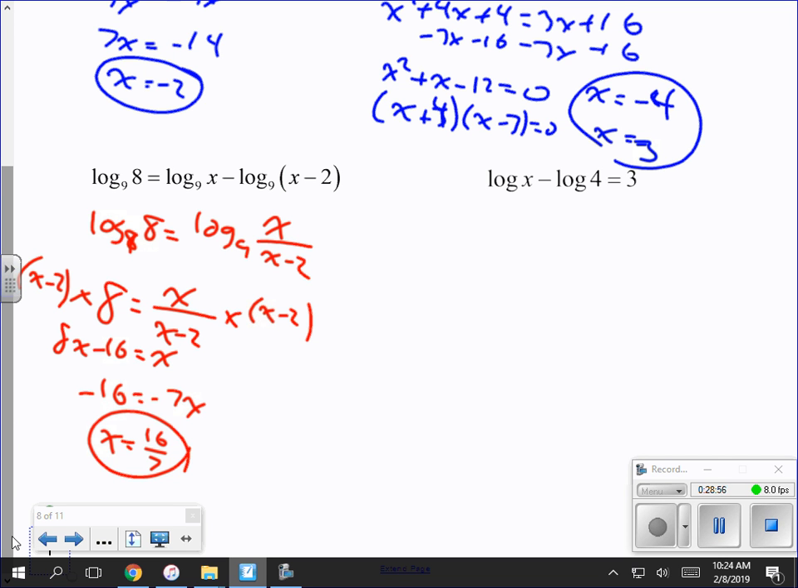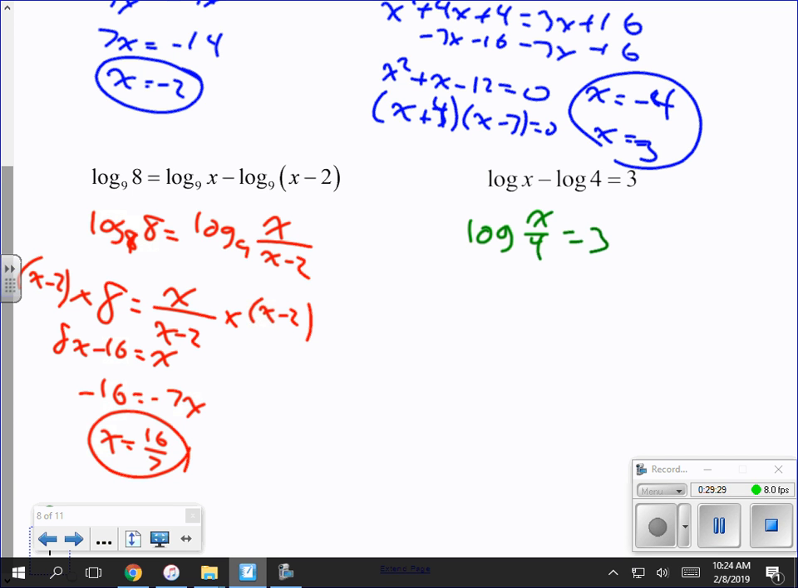Now, I got a serious issue on this one, comparatively speaking. I do not have a log on both sides. And if I added log of 4 to the other side, I still wouldn't have that. Combine those up into one logarithm. Log base 10 of x over 4 equals 3. Do I have a log on both sides? No, so I can't cancel the logarithm on both sides.